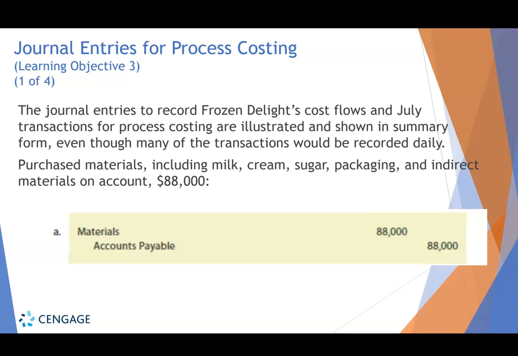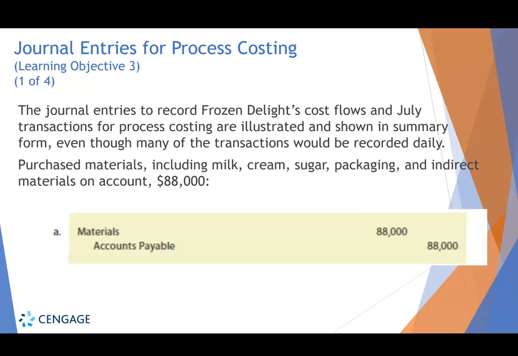Now we're going to look at our next objective here. This next scenario talks about the journal entries that we need for process costing. So the journal entries to record Frozen Delights cost flows and July transactions for process costing are shown in this form.